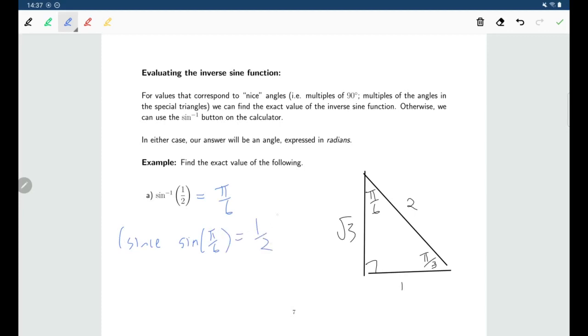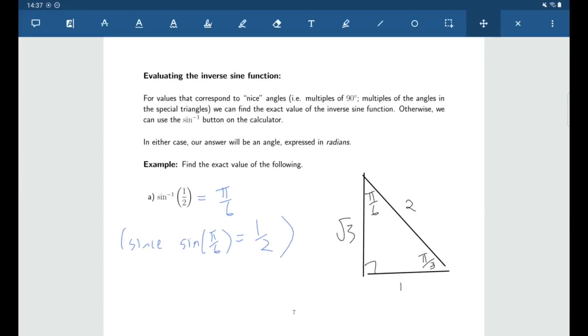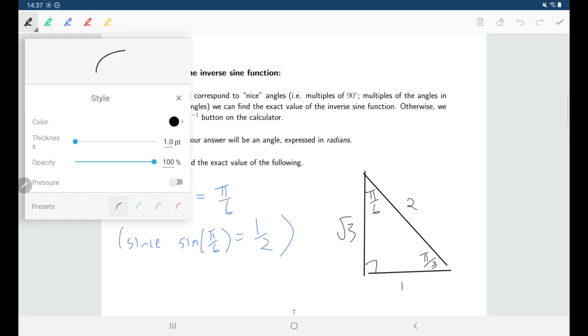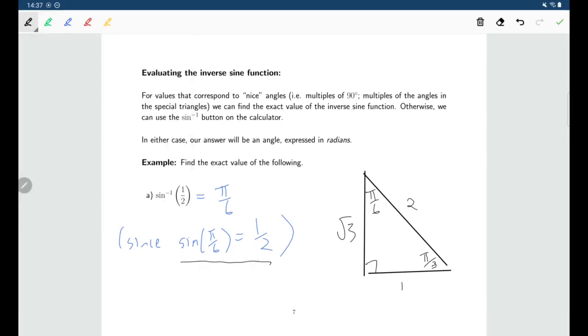I'm not going to write that little second sentence down here at the bottom every time, but that's my reasoning for how I know that this is true. I know that since sine of pi over 6 is a half, then that means sine inverse of a half should be pi over 6.